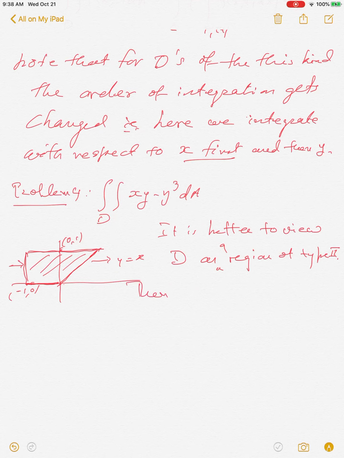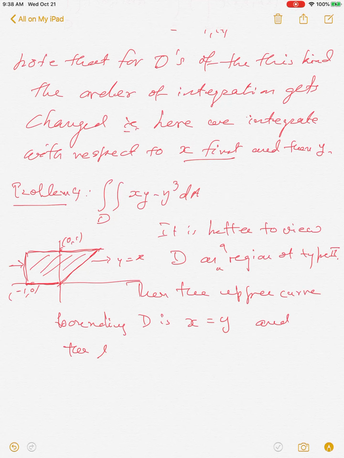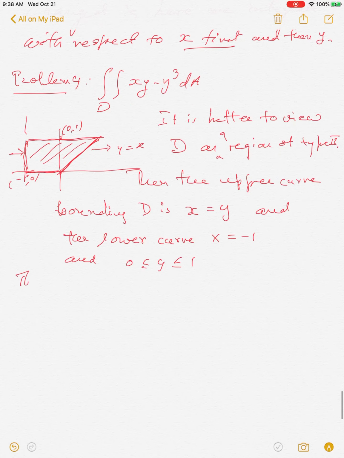Then you can view it from the left side. The upper curve bounding D is x equal to y, that's this one, and the lower curve is x equal to minus 1. That's this line. And y will vary between 0 and 1.